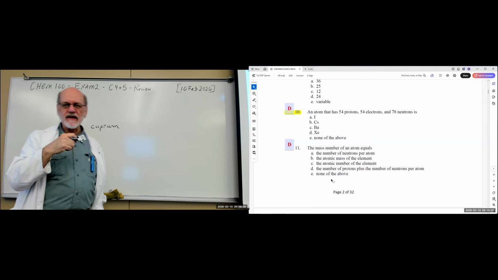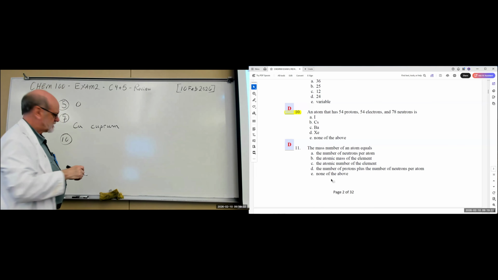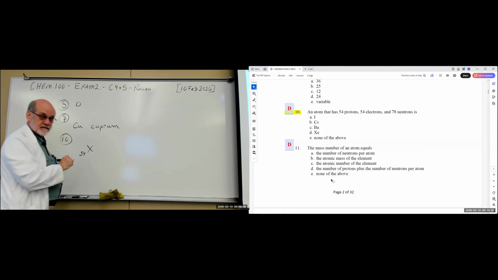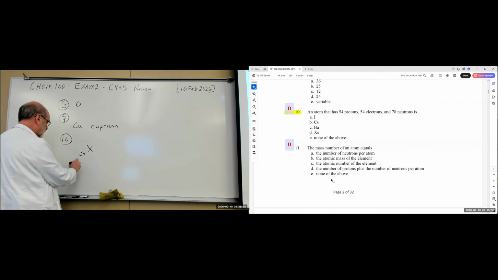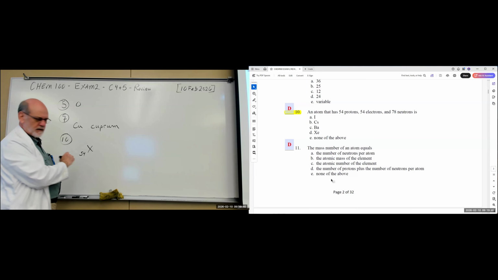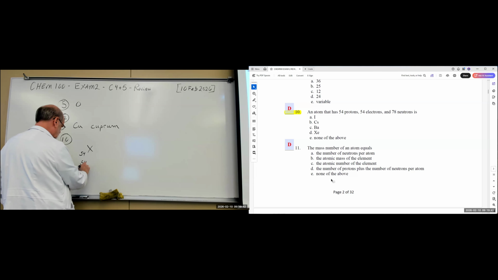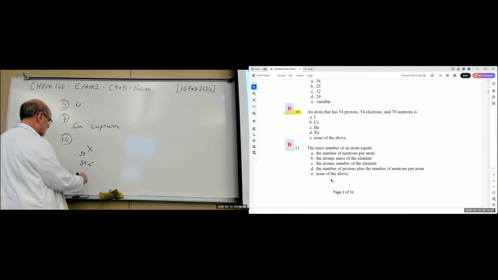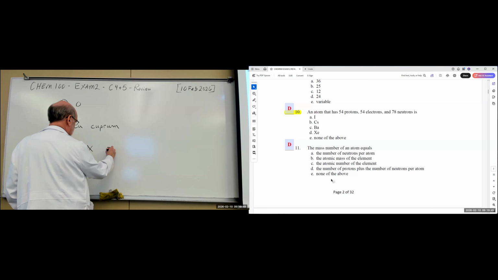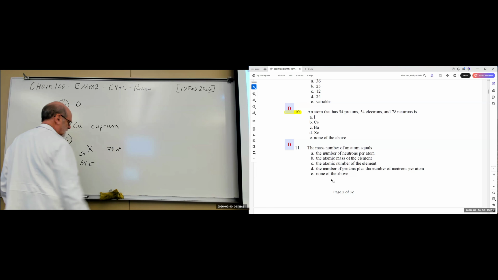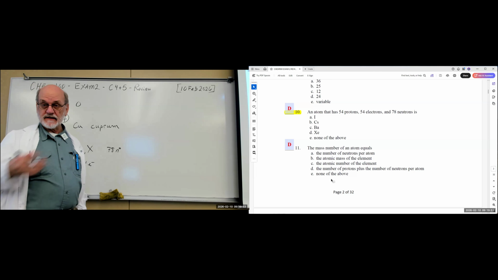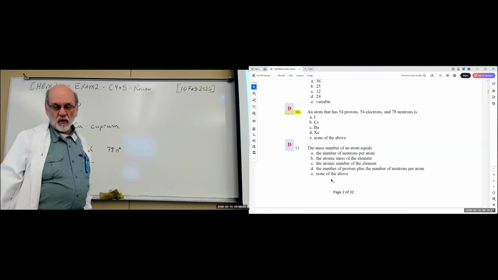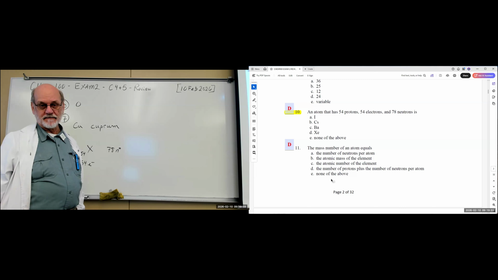An atom that has 54 protons. It has 54 electrons, and 78 neutrons. So 78 neutrons is the information that's given in the problem. All right. What element is that?